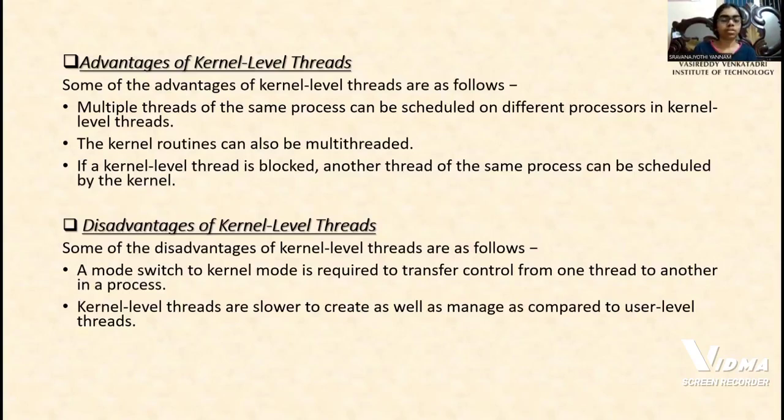Disadvantages of kernel-level threads. Some of the disadvantages of kernel-level threads are: a mode switch to kernel mode is required to transfer control from one thread to another in a process. Kernel-level threads are slower to create as well as to manage compared to user-level threads.